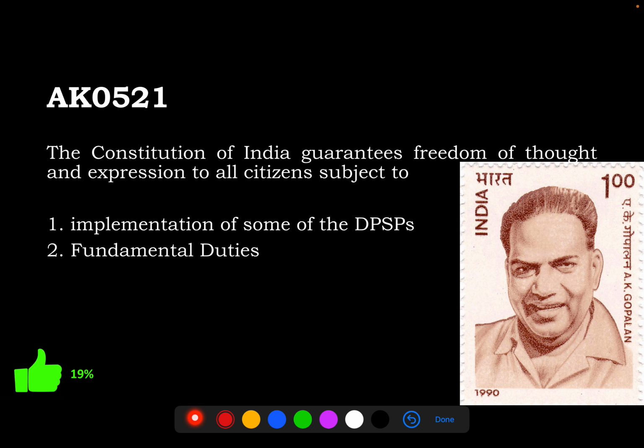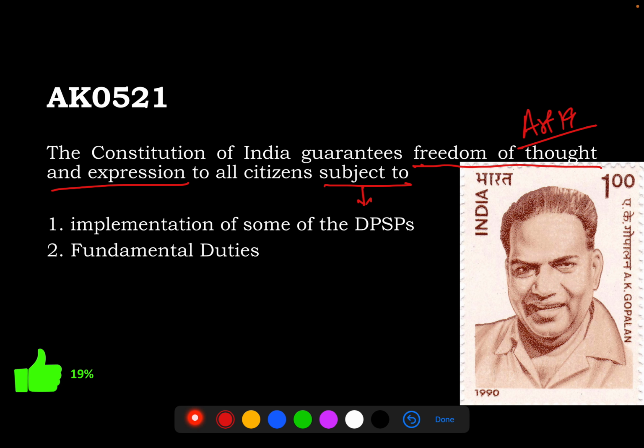Right, so let's take the first question, which says the Constitution of India guarantees freedom of thought and expression to all citizens subject to, which basically is giving the idea that there are certain limitations that can be imposed on freedom of thought and expression. And we know that under Article 19 of the Constitution, the freedom of thought is given. And first says implementation of some of the directive principles of state policy.